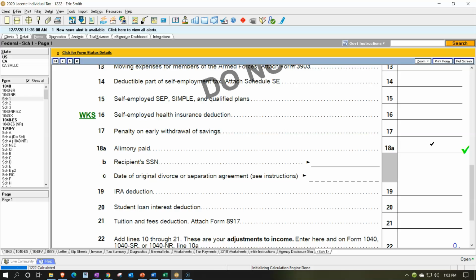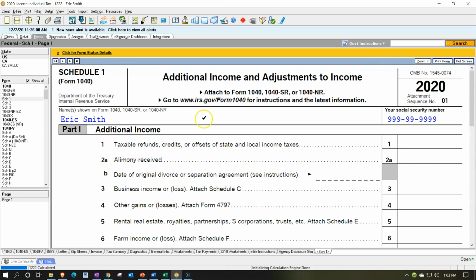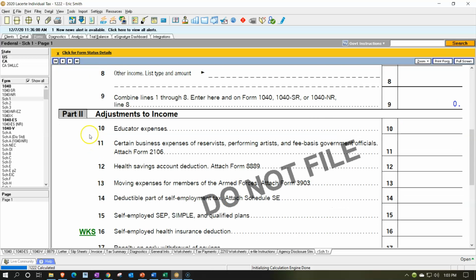If it was on the return last year and there was a modification to it in some way, then you've got to think, okay, did that modification adjust whether or not it should be included here as a deduction and income? Okay, so that means that on Schedule 1, we're looking down on Schedule 1, and we're in Part 2.